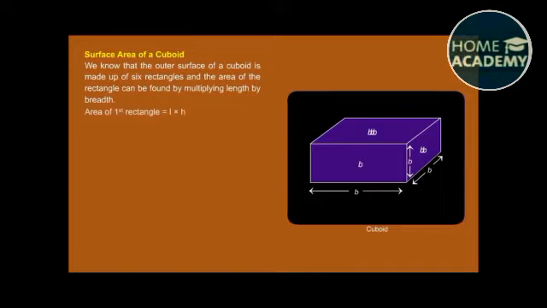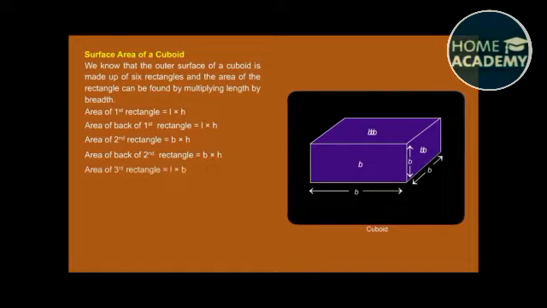Area of the first rectangle is equal to L into H. Area of the back of the first rectangle is equal to L into H. Area of the second rectangle is equal to B into H. Area of the back of the second rectangle is equal to B into H. Area of the third rectangle is equal to L into B. Area of the back of the third rectangle is equal to L into B.